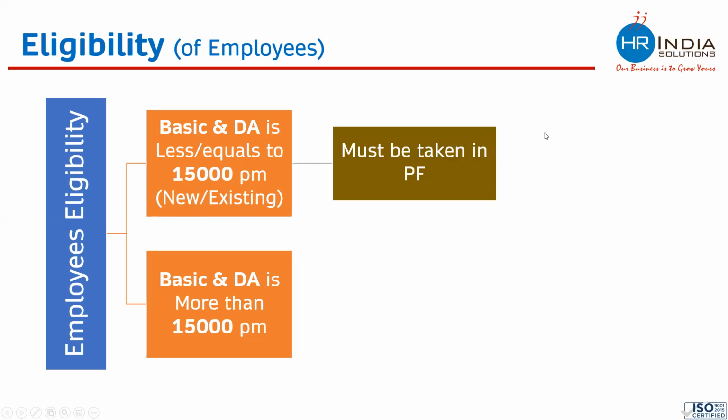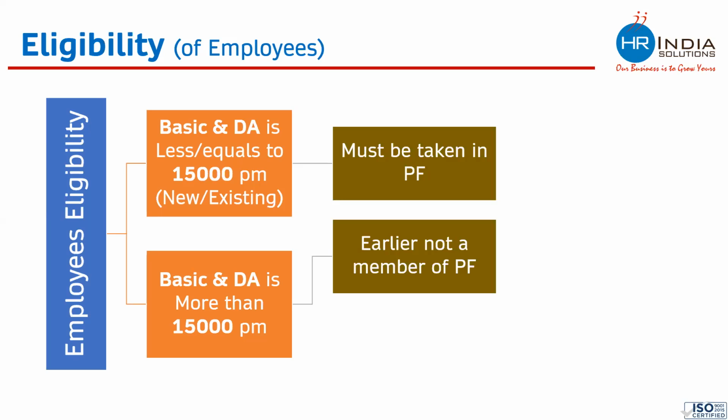Right. Now, the second question is, what if the basic and DA of the employee is more than 15,000 per month? Now, in this situation, we need to check two things. First, we need to check whether the employee was a member of PF earlier or not. Means, before joining your organization, was that person whose basic and DA is more than 15,000 per month registered in PF in his previous organization or not?